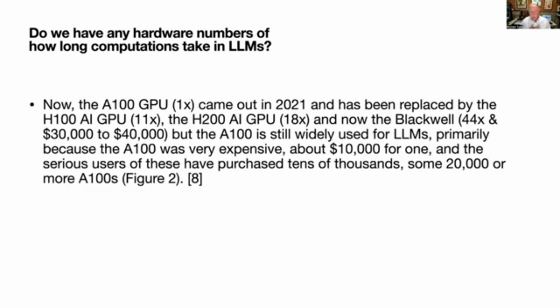Now, the A100 GPU we'll list as 1X. It came out in 2021 and has been replaced by the H100 AI GPU, which is 11 times the speed of the A100, 11X. The H200 AI GPU is 18X the A100, and now the Blackwell B100 is 44X, and it's about $30,000 to $40,000. But the A100 is still widely used for large language models, primarily because the A100 was very expensive, about $10,000 for one, and the serious users of these have purchased tens of thousands, some 20,000 or more A100s.